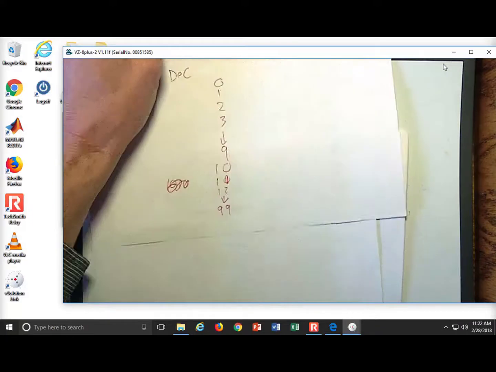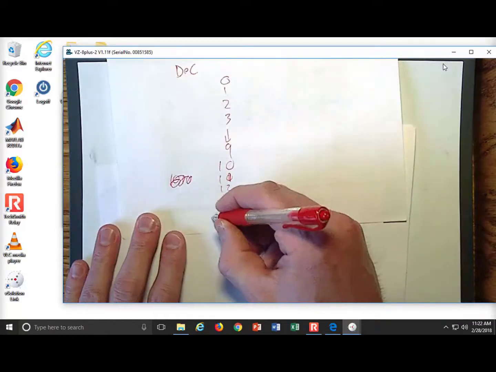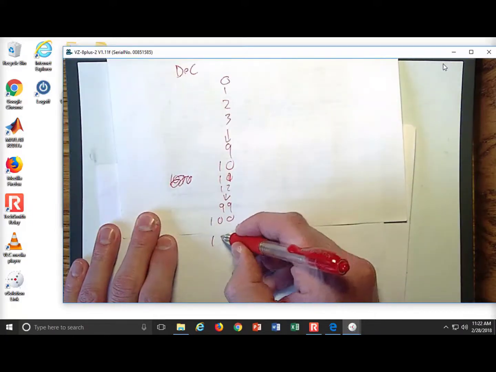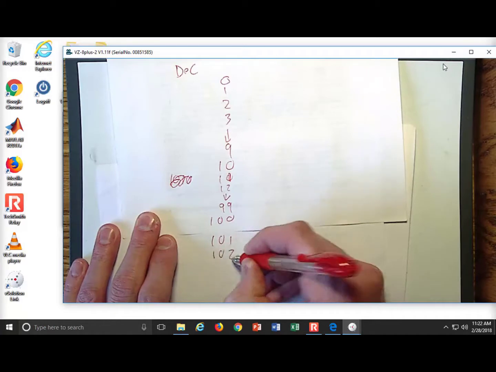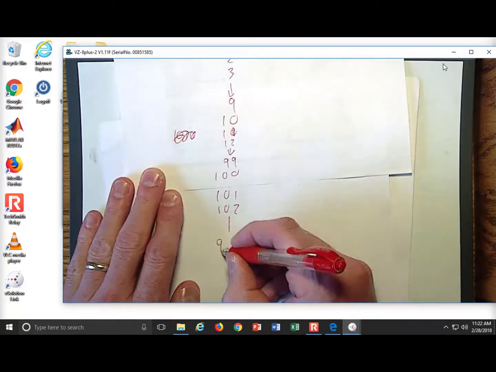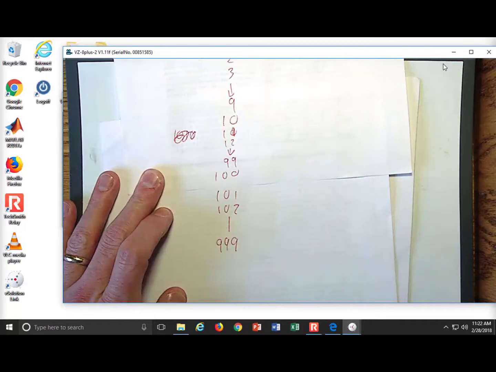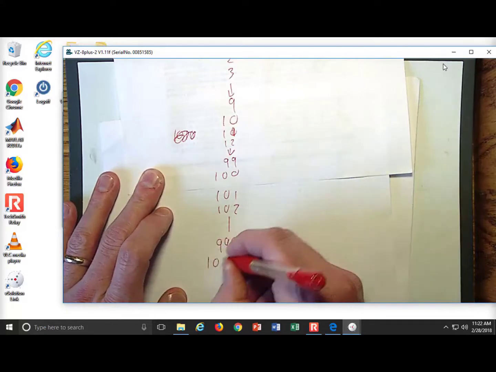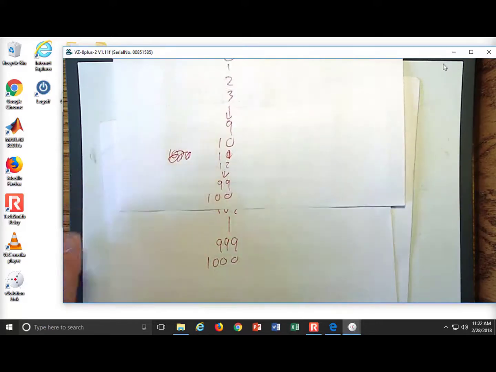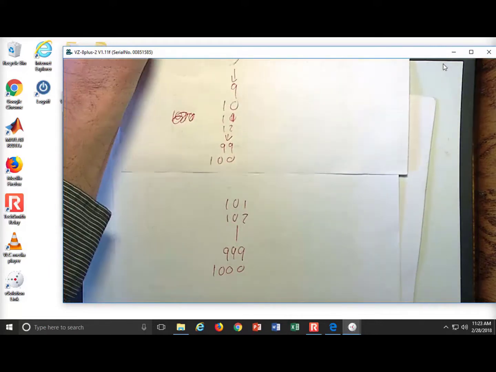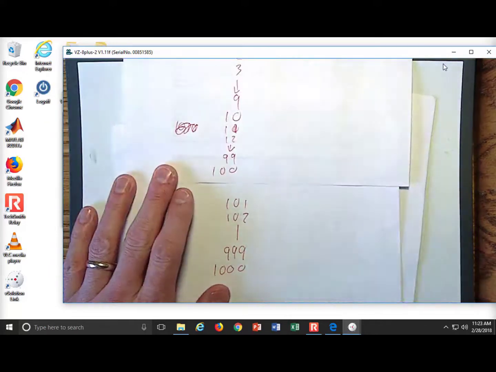I'm going to have to bring on another symbol, right? So I'm going to have to bring on 100. And then I count 101, 102, and I go all the way up to what? 999. And what do I do? I got to bring on another symbol. So I'm like, man, this is cool. I can keep counting as long as I can keep bringing on symbols, right?